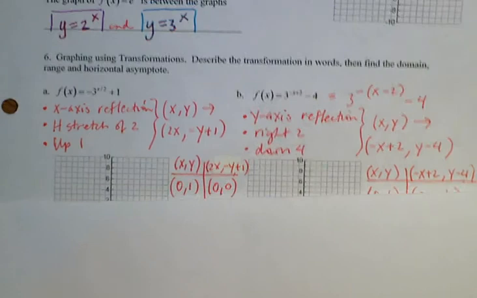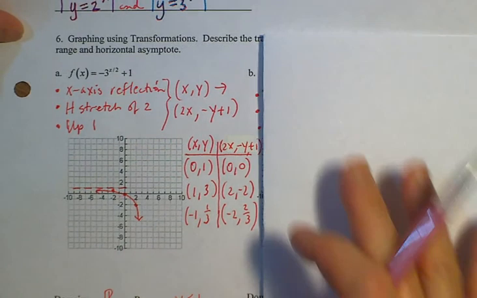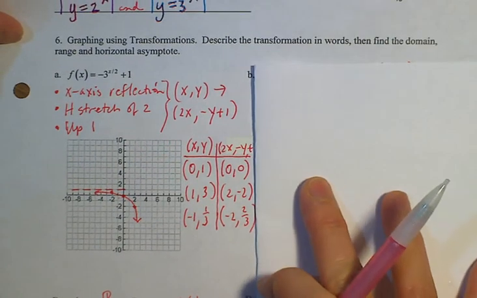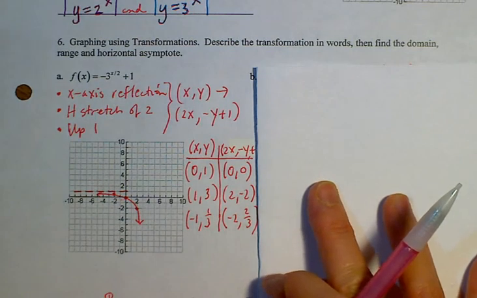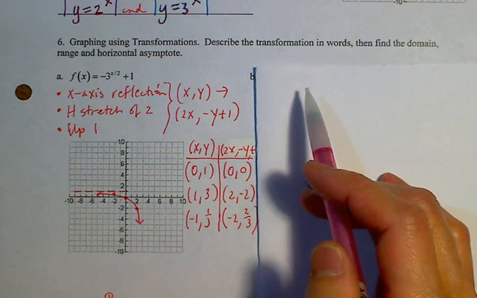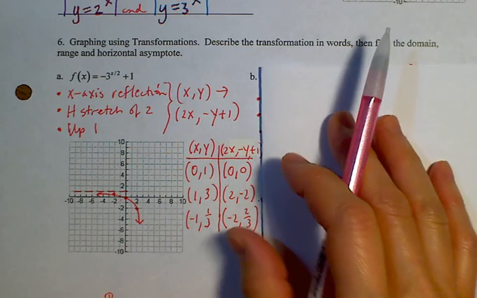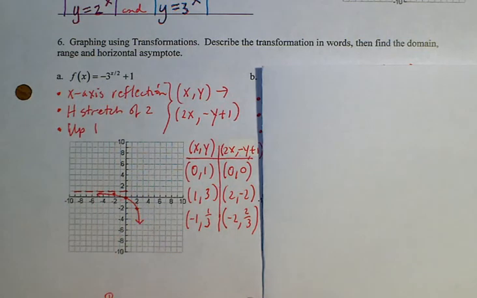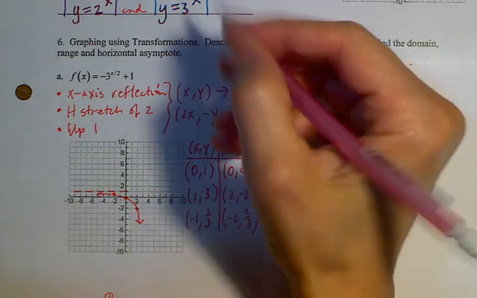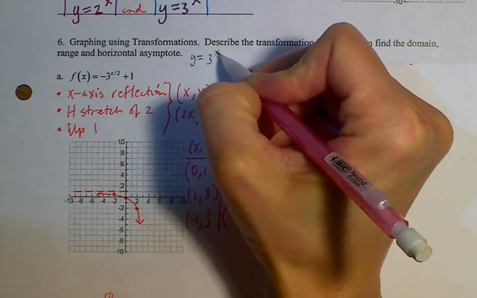Okay, the next thing I want to do is go through some transformations using the things that we have just talked about. So let's go over problem A. The instruction says graphing using transformations. Describe the transformation in words, then find the domain, the range, and the horizontal asymptote. I'm first going to look at the parent function, f of x equals 3 raised to the x power. So the parent function is y equals 3 to the x.